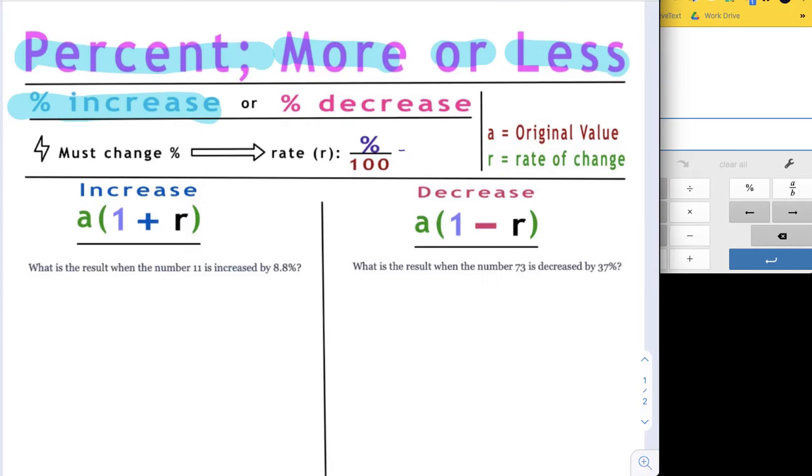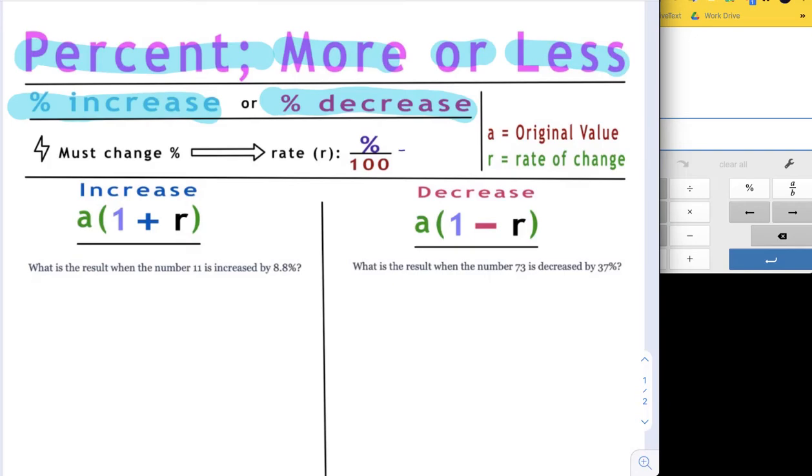Okay? A percent decrease we see a lot at the stores. When you go to the store and there's a 15% off sale, 25% off sale during Black Friday, right? Save 10%. You're saving money. The price of the item is going down, right?